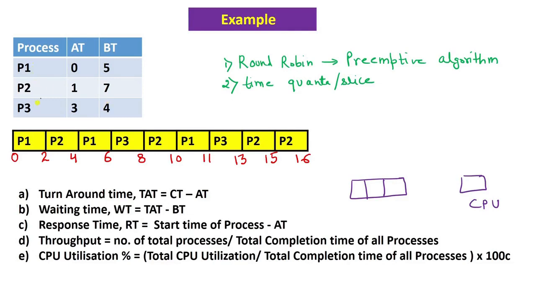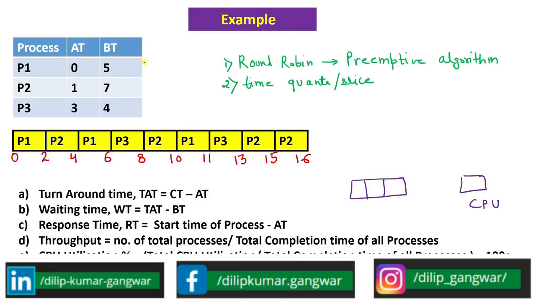We have three processes with arrival times 0, 1, 3 and their CPU burst times are 5, 7, 3. We have not taken IO burst time into consideration. This is the CPU burst time. Now this is the Gantt chart according to the round-robin CPU scheduling algorithm for this example.